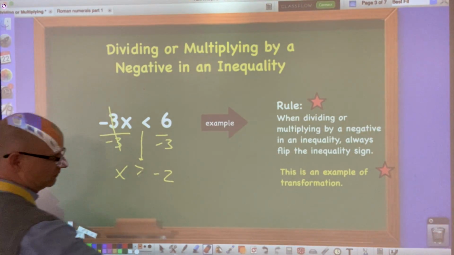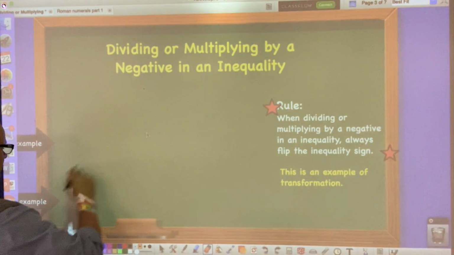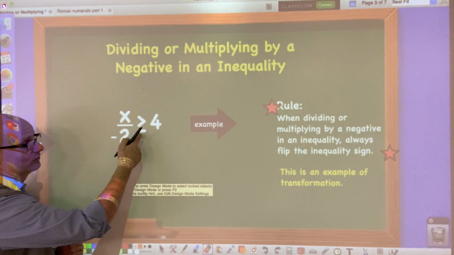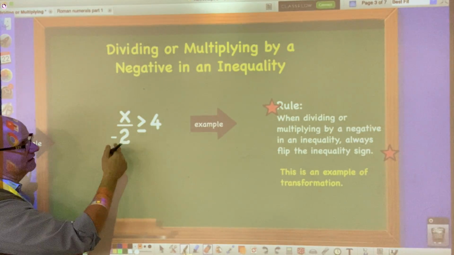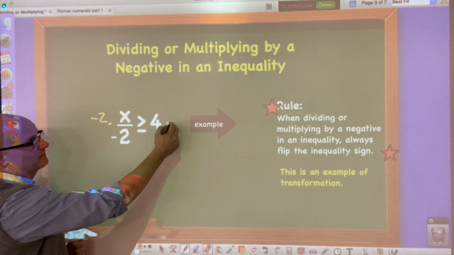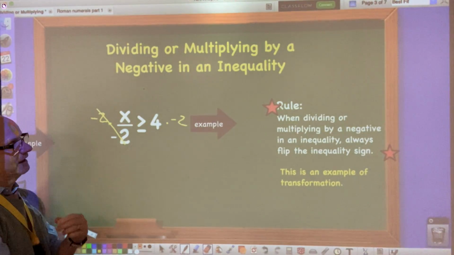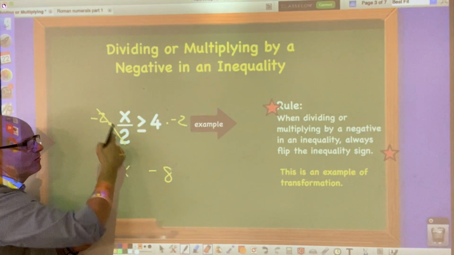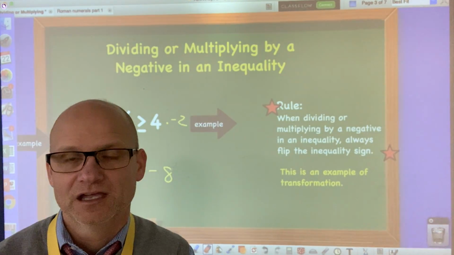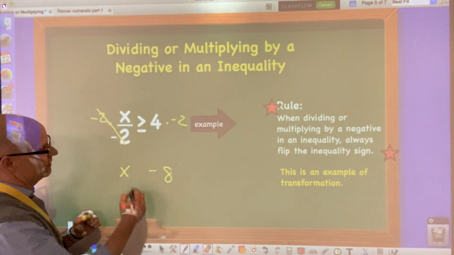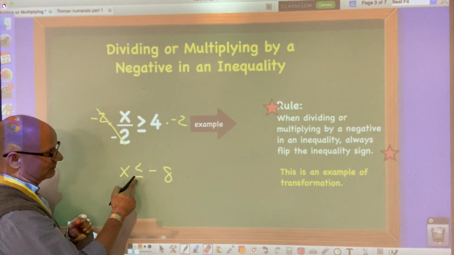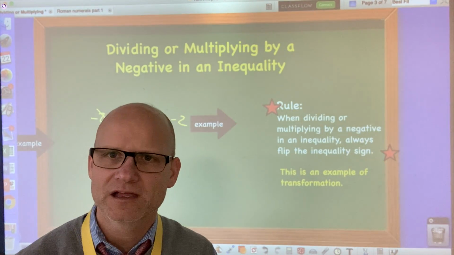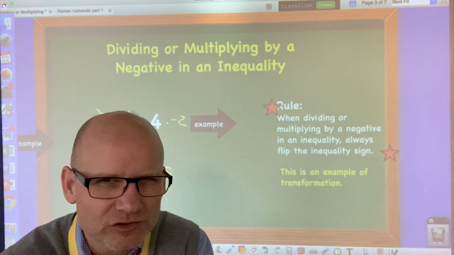Or, watch again, if I'm multiplying, this one says, what number when you divide by -2 gets you greater than or equal to 4? So the opposite of dividing by -2 is multiplying by -2. So you multiply by -2. And here, this cancels, and now I have x and I have -8. But because I multiplied by a negative, you flip the inequality. So now this would be x is less than or equal to -8. So not too complicated. If you memorize that and apply that, it shouldn't be much more that you're learning here.